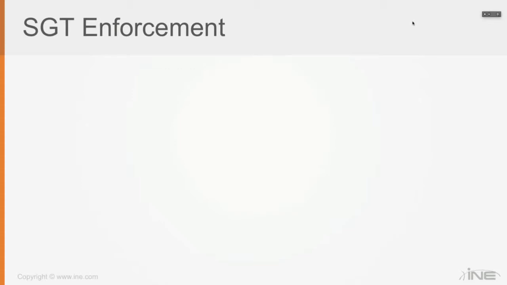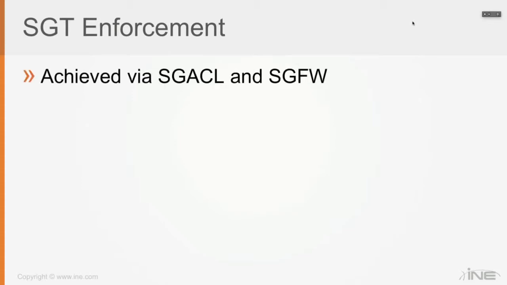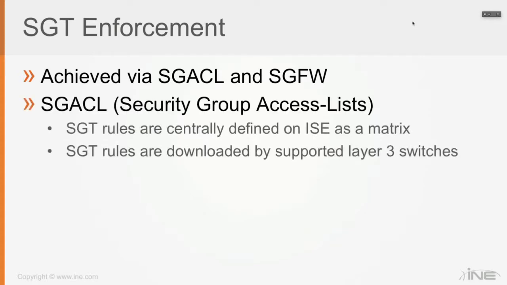So now we're going to build firewall rules in the network to control IP traffic based on the SGT values. We have two options for that: the security group access list and security group firewall functions. Now the SGACL means that we're going to define on ISE, so still centralized, a matrix of traffic, of what traffic is allowed between what SGT tags back and forward. And the SGT rules are downloaded by supported layer 3 switches.